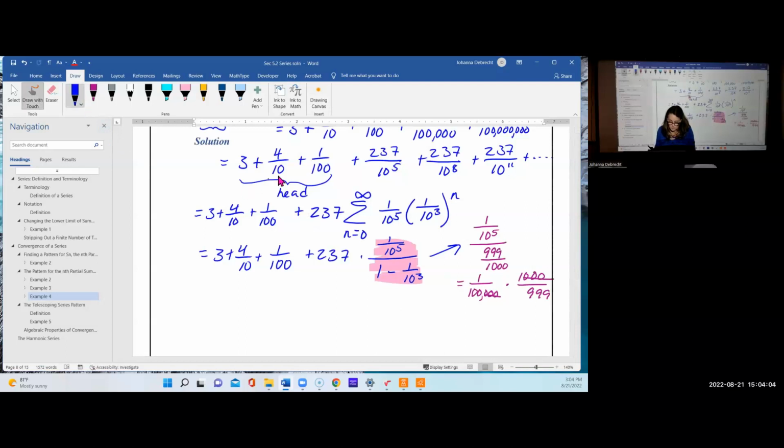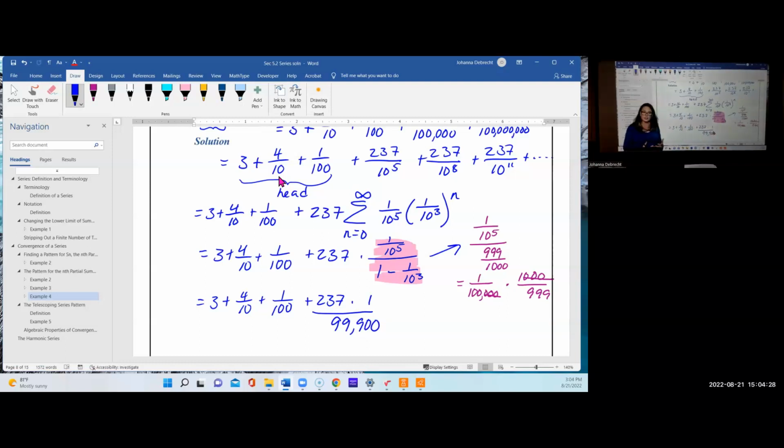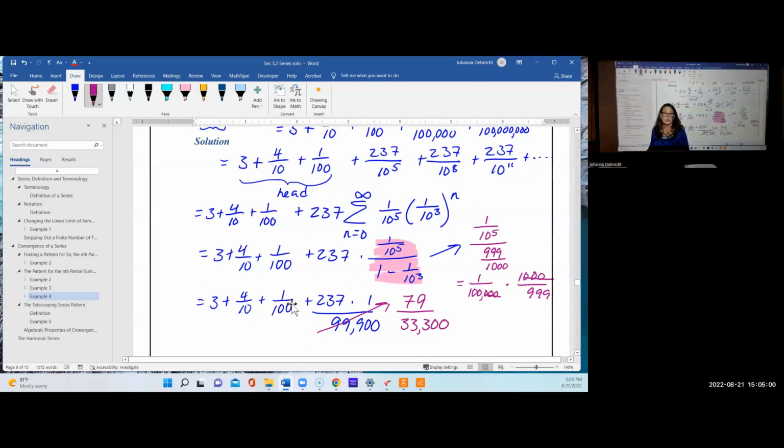So now putting this all together with what I had before, I have 3 plus 4 over 10 plus 1 over 100 plus 237 times 1 over 99,900. Now, in order to represent this as a rational number, we need to get a common denominator, which of course would be 99,900, except I believe that 237 we said is divisible by 3. So we'll go ahead and reduce this fraction. And when we reduce this fraction by dividing by 3, we end up with 79 in the numerator and 33,300 in the denominator.